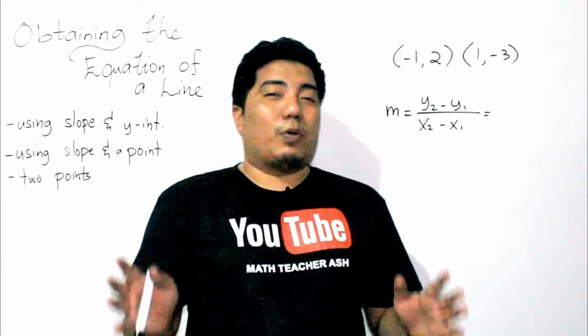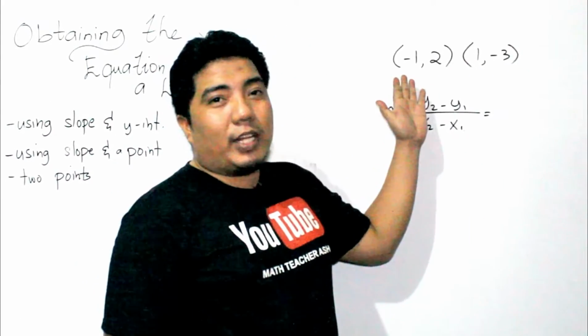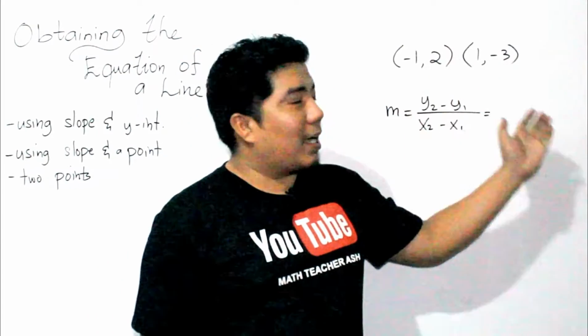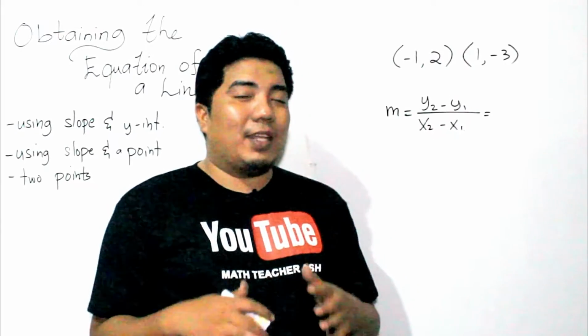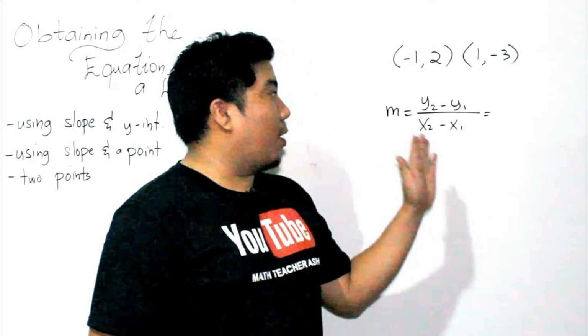Okay, math learners, for our final example, we have coordinates negative 1, 2, and the second point is 1, negative 3. So, how do we obtain our equation of the line? Simple, we need to get first our slope.